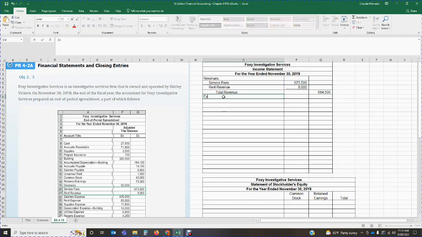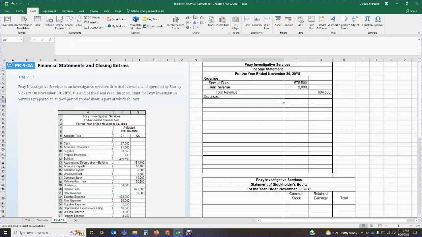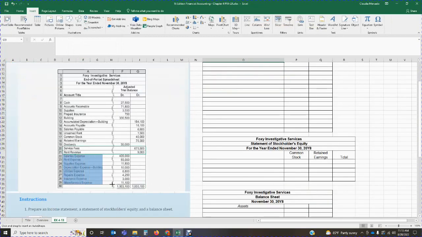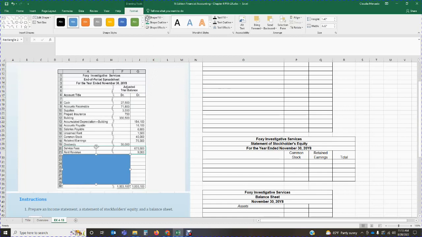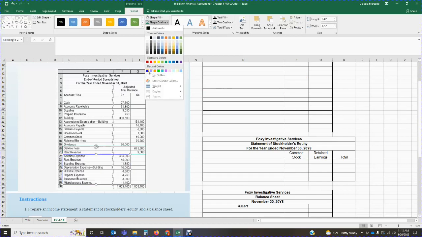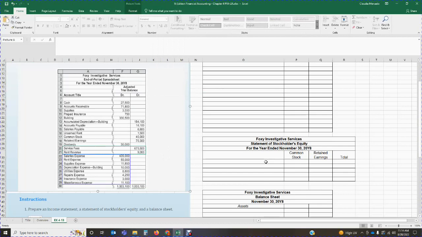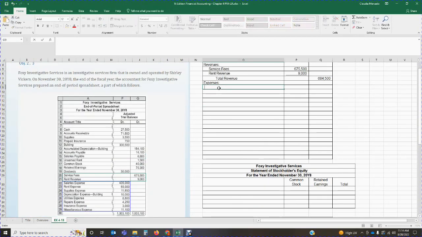Next we have our expenses. This is fairly simple. We're going to bring in all of our expenses, so we're going to locate the expenses, which are all of these down here, and just transfer that over. So we have salaries expense of $435,000. We have rent expense of $55,000. We have supplies expense of $11,850.